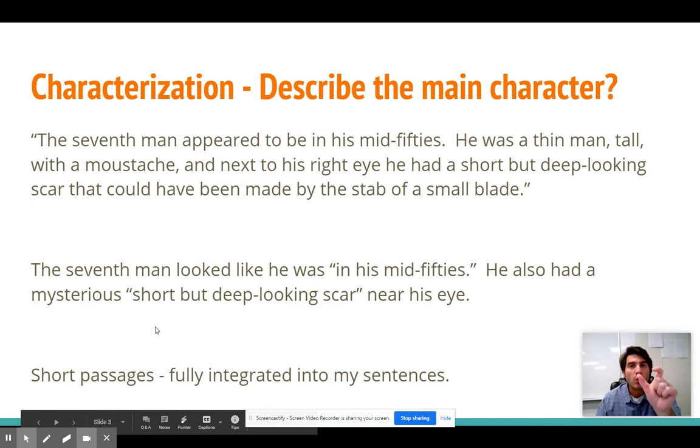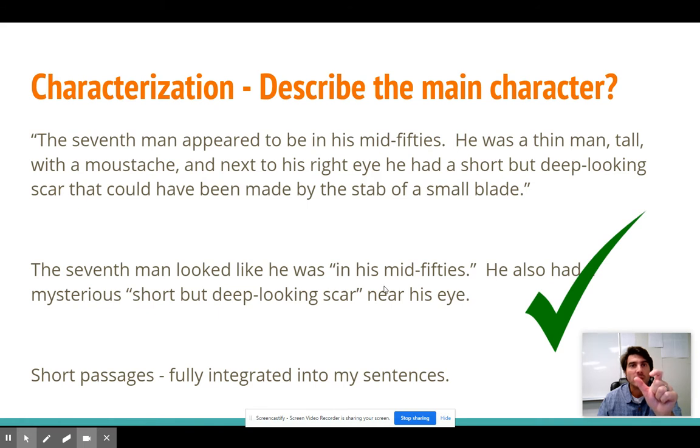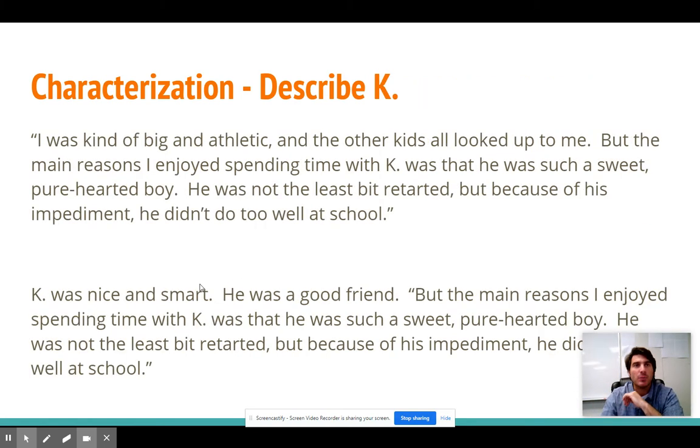I'm using short little parts of the story. Right? I'm using just some short little parts to use for my quotation integration. Okay, short passages fully integrated into my sentences. I do not want separate sentences. All right, let's look at yet another example here.